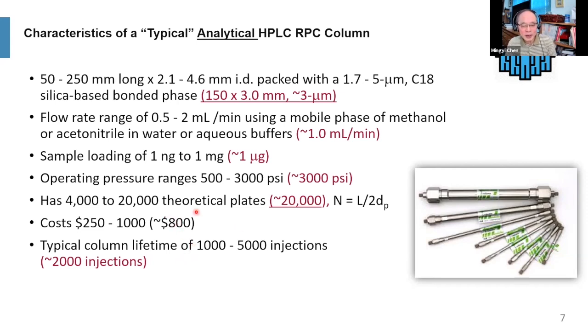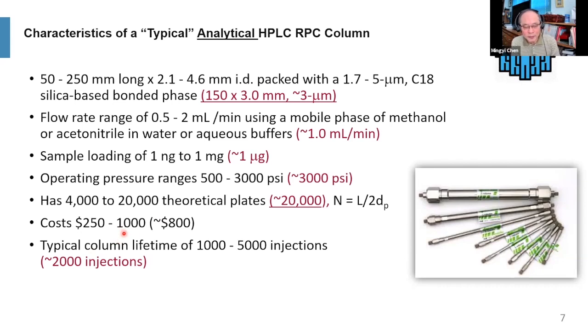Okay, for plate counts, anywhere from 4,000 to 20,000 plates, right? So 20,000 plates is kind of the default benchmark for a high resolution separation. A 15 centimeter column packed with 3 micron particles would give you about 20 to 24,000 total plates. The equation we will describe later on, right? So the plate count is roughly equal to the length of the column divided by 2 times the particle size.